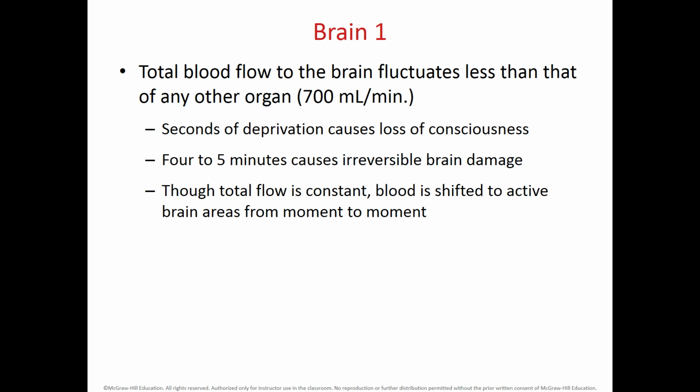Okay, now let's talk about an important organ that receives blood supply, so the brain. The total blood flow to the brain fluctuates less than any other organ. Why? Because the brain is constantly active, so it always has to have a constant supply of blood. Usually it is 700 milliliters per minute. And when you decrease this blood flow into the brain for just a few seconds, it can cause unconsciousness.